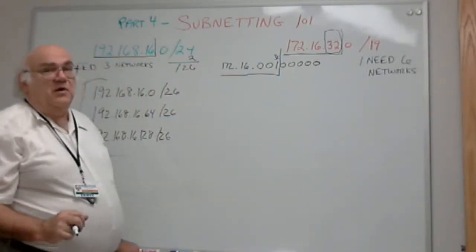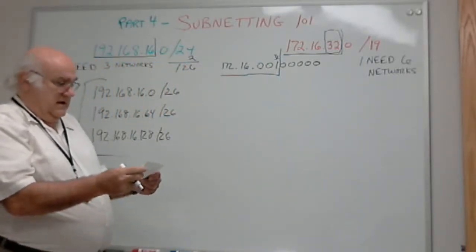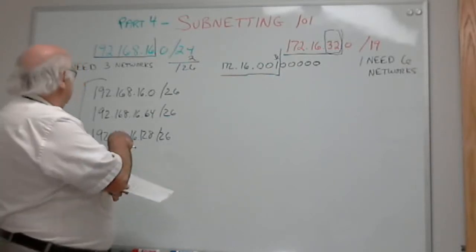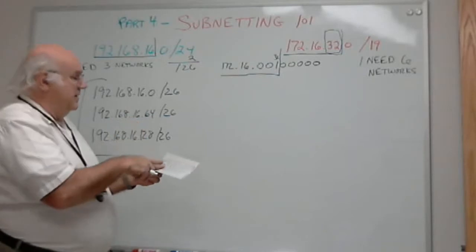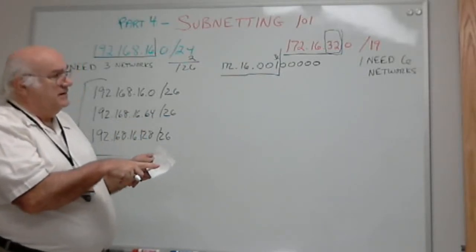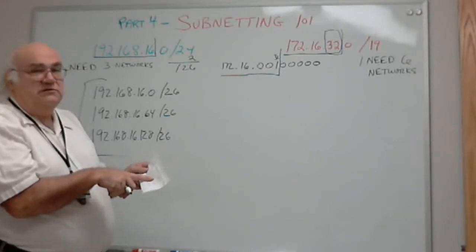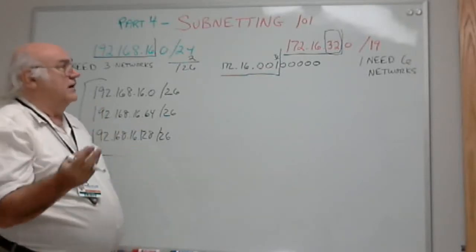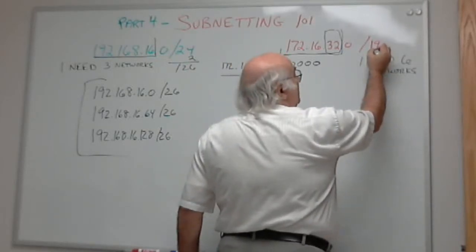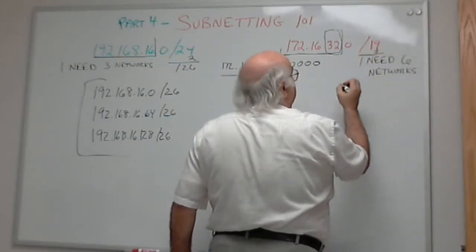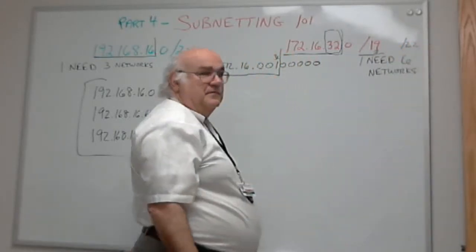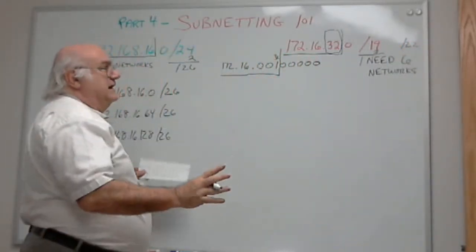I need 6 networks. Come up here. Bit positional value 4 is not going to cut it like it did over here. Bit positional value 8 will give me 6 networks. That's 2 to the 3rd power, so I need 3 bits. If I'm adding 3 bits here, I'm going to have /22. I'm not giving any other restrictions.